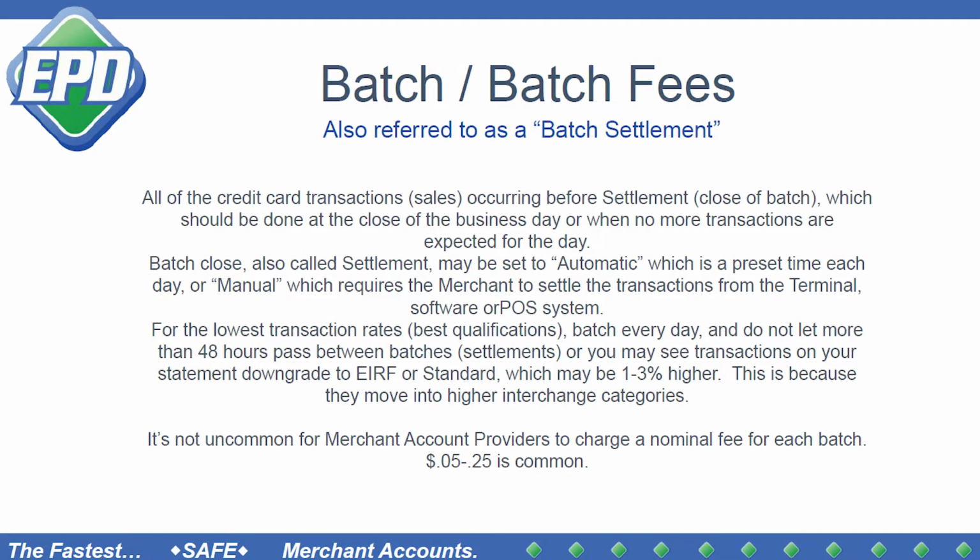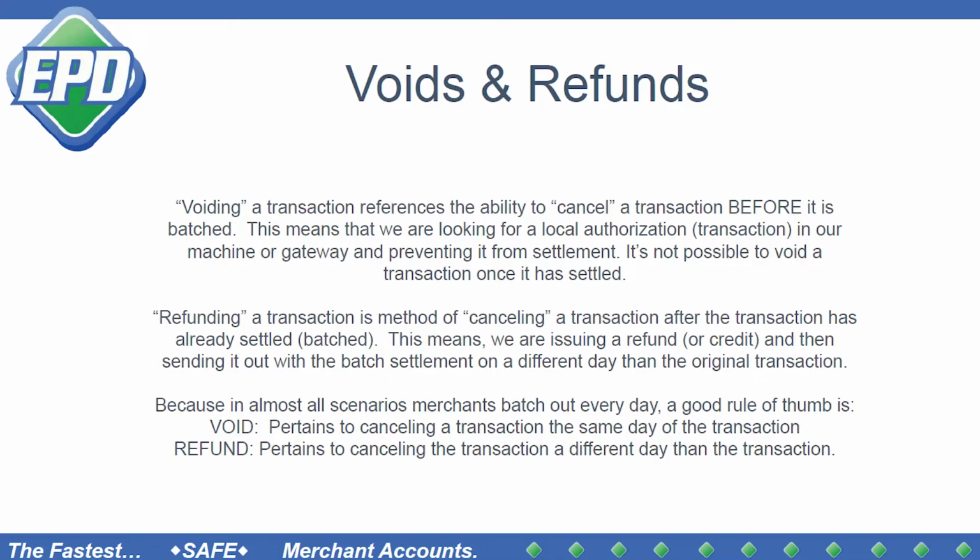People frequently refer to that as batching out at the end of the day, or a batch settlement, because you're settling all the transactions. If you authorize a card and you want to cancel the transaction before it settles, that's called voiding a transaction. If you wait until the transaction has settled, then you have to refund the transaction. So at any point in time, typically same day, you can void a transaction.